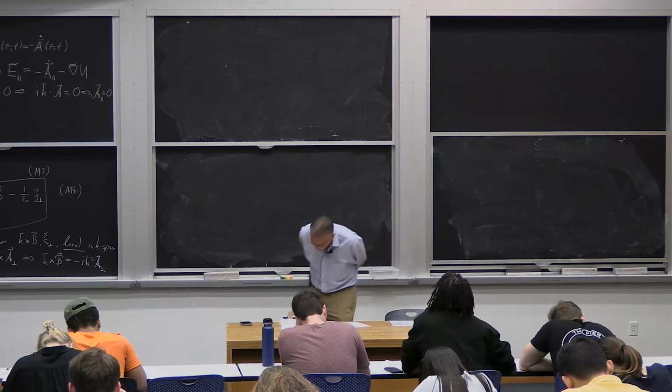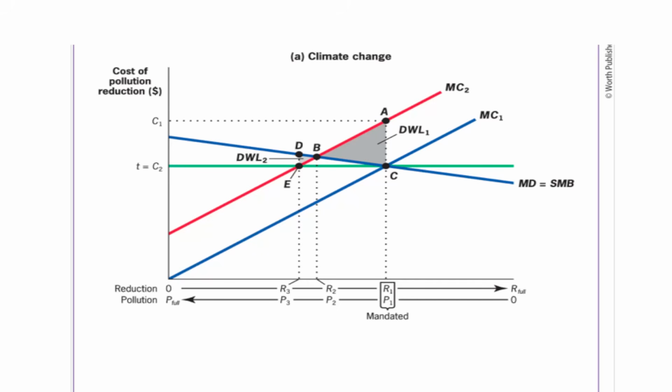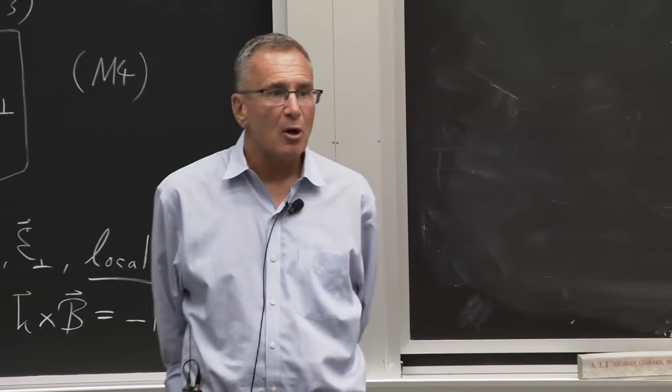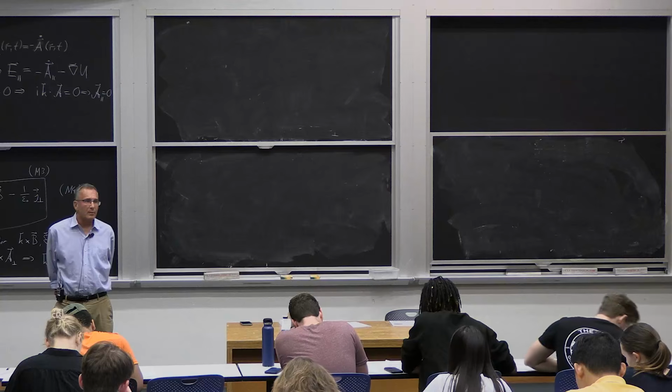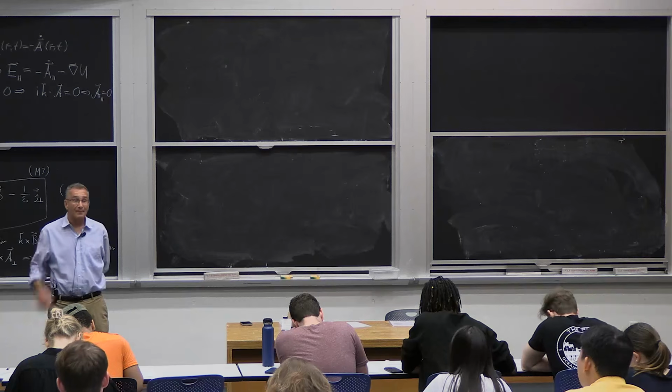So what happens here? Well, the firm should choose point B. Instead, it chooses point E. Why does it choose point E? Someone tell me. Why does the firm choose point E when we set this tax equal to little t?